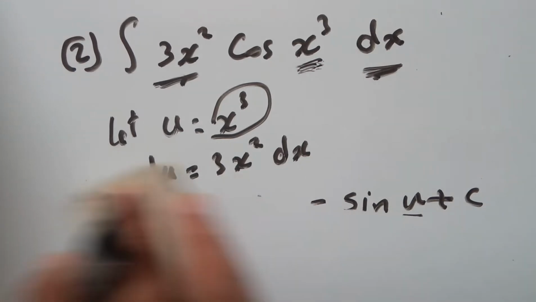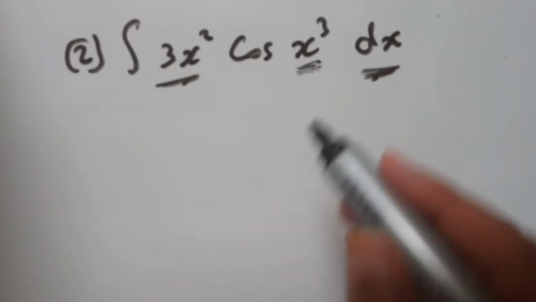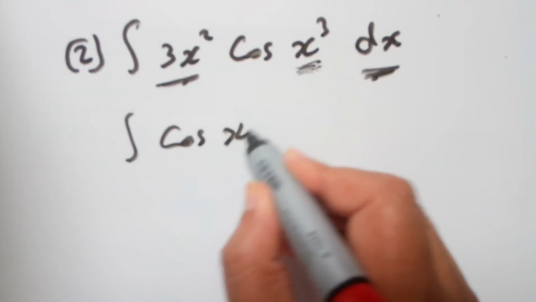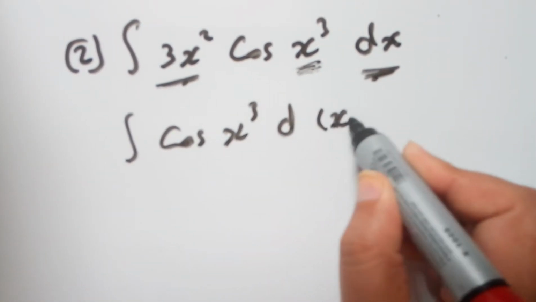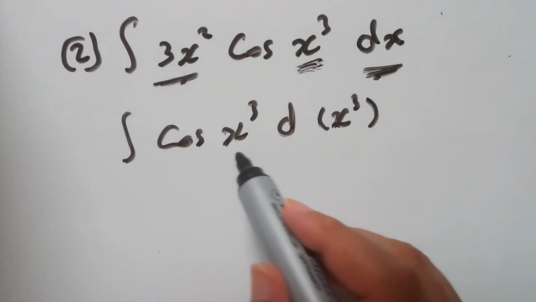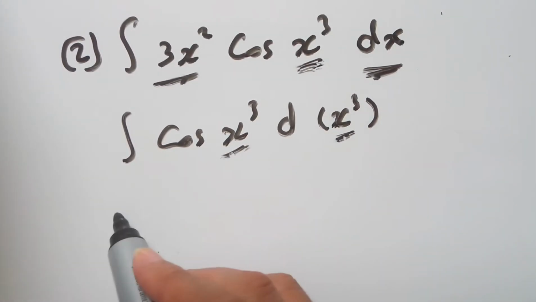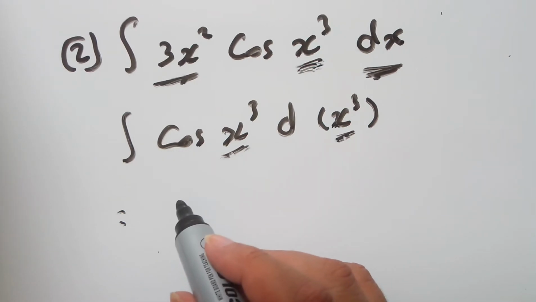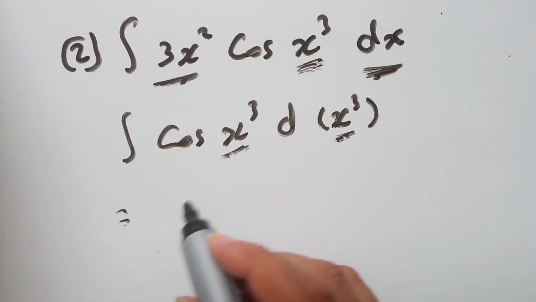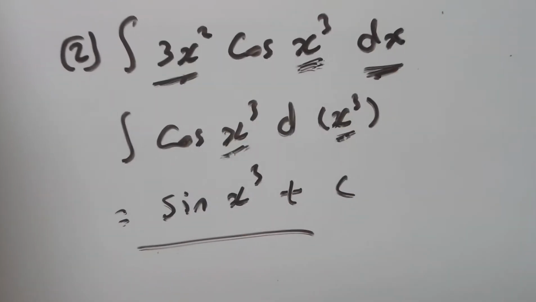Or you can do this example by another way. Here you can write cosine x cubed d of x cubed. Then d of x cubed is what? 3x squared dx. Then this one is like this one, u like u, or x cubed like x cubed. Then the integral of cosine, this is cosine u du. Okay, then it will be what? It will be sine x cubed plus the constant of integration directly.